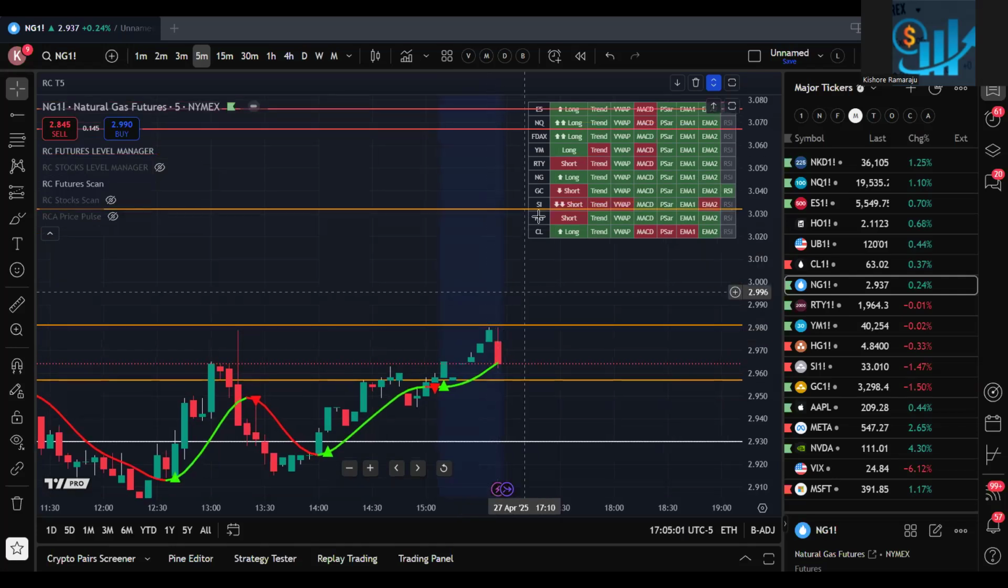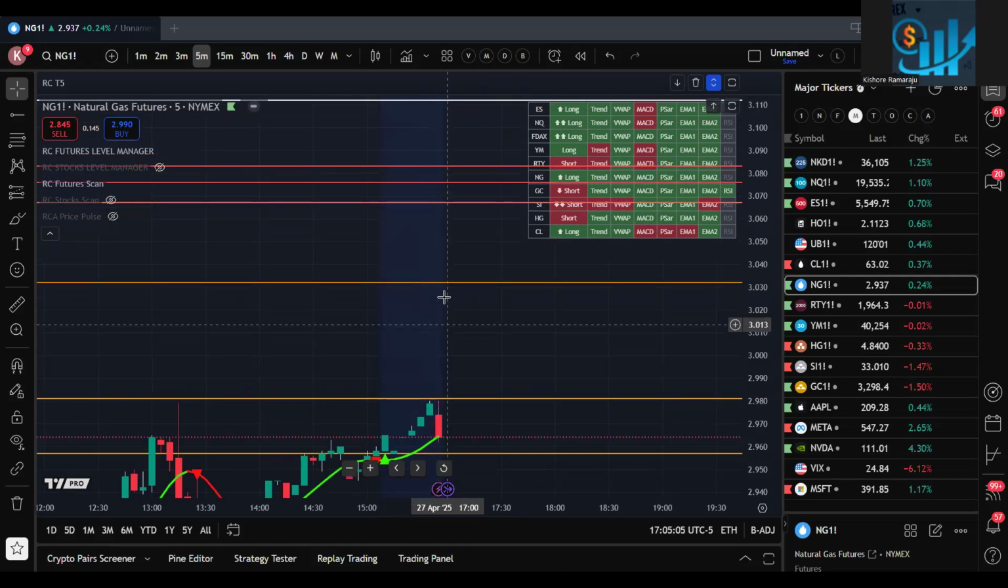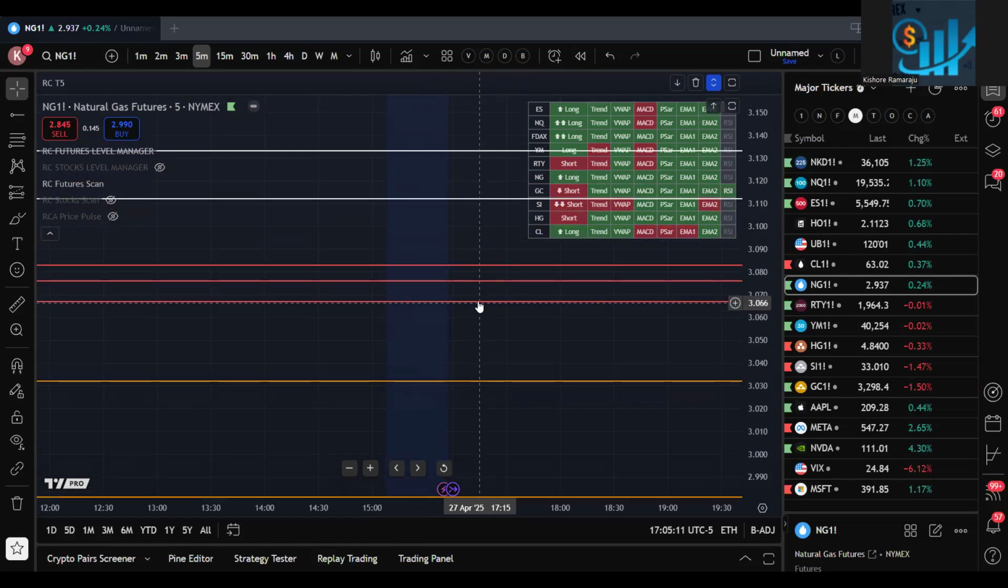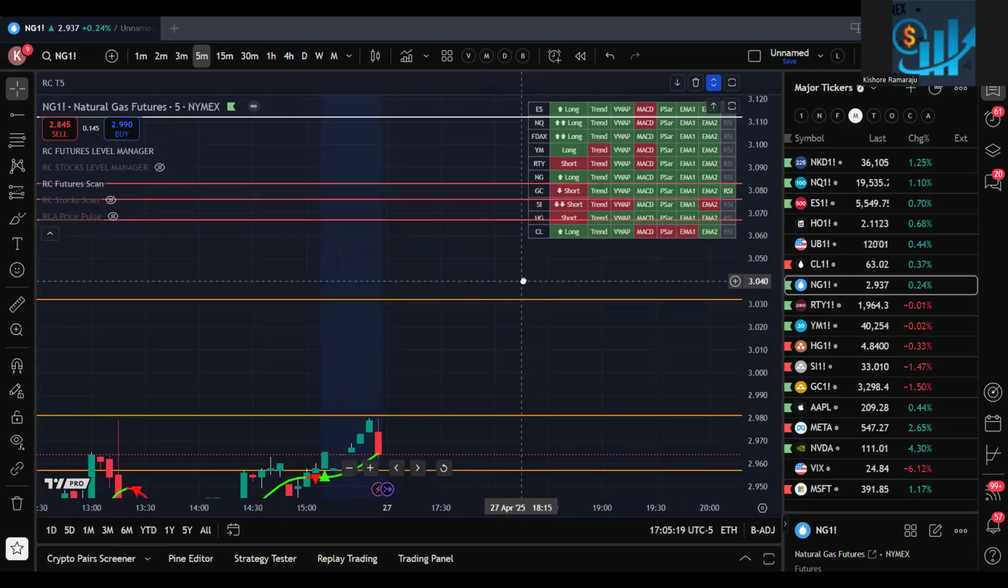If it goes here, then it will show long with two arrows. Then it will go further up. If it breaks this level, it will show long with three arrows. Then if it breaks this level, extreme top. If it goes here, it will say absolute top. Now 90-95% it will drop from there.